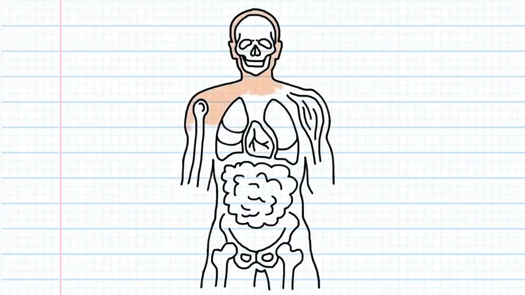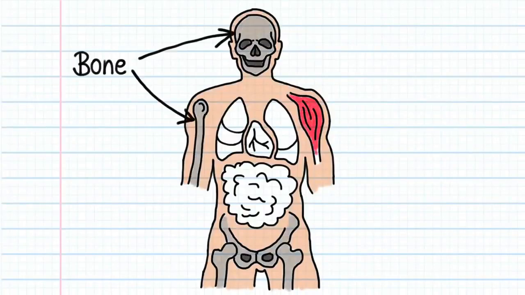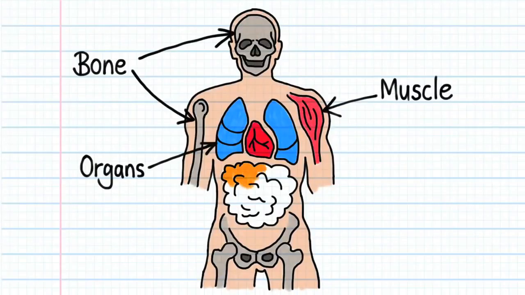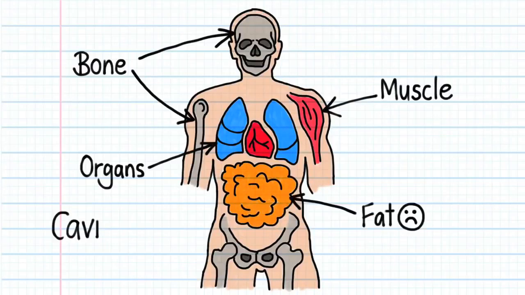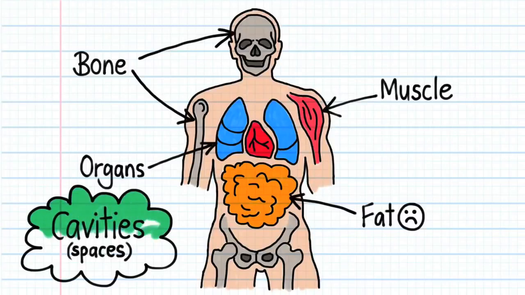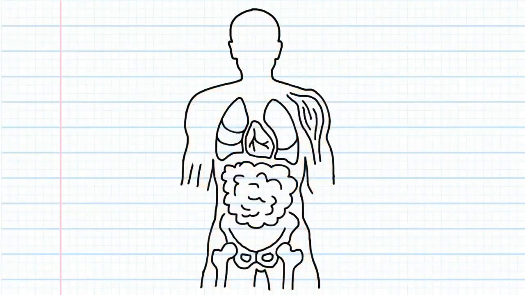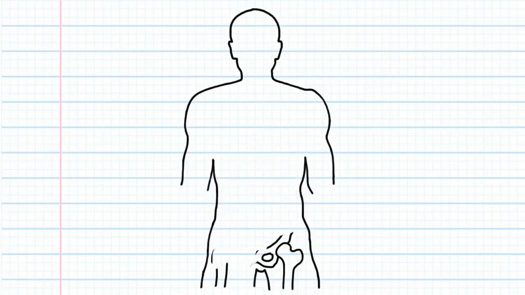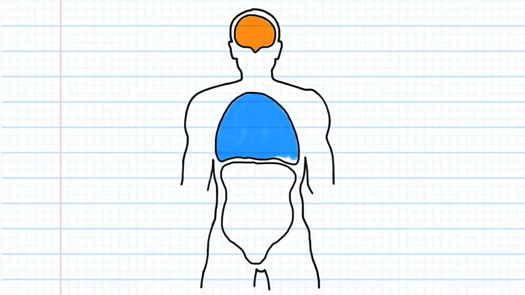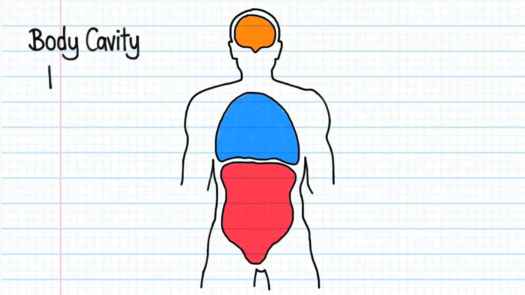Poke and prod at your abdomen, you might be tempted to think that your body is a solid mass of bone, muscle, organs, and tragically for some of us, fat. But it turns out that our bodies actually contain many important spaces or cavities. Some of these cavities, like for example the nasal cavity, open to the outside of the body. However, most of our cavities are internal.